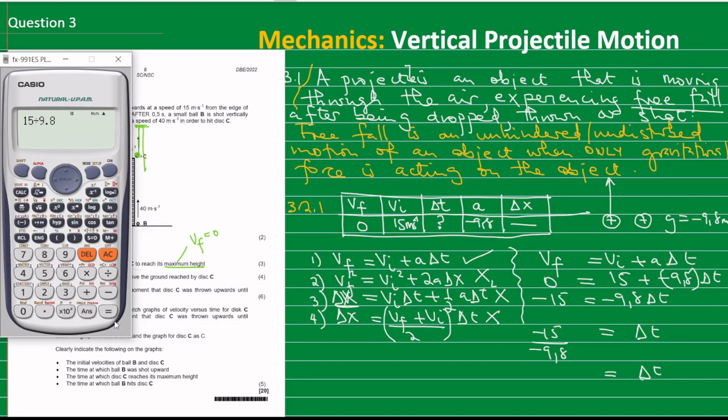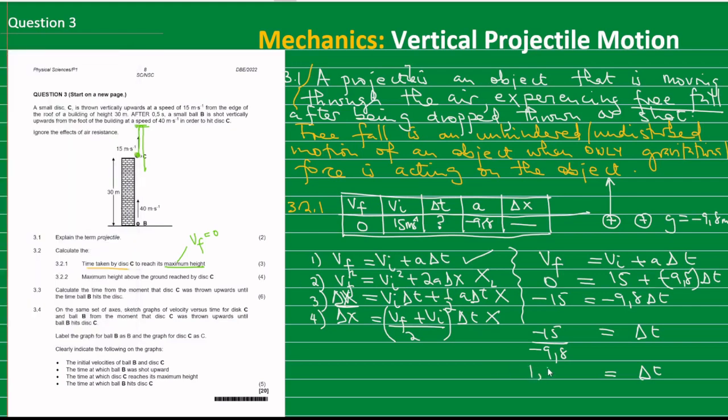That will give us 1.53. So our time is 1.53 seconds. Remember, your time should always be positive. When you see a negative value for time, it means there might be something wrong in your calculation. So the time taken by disk C to reach the maximum is 1.53 seconds.